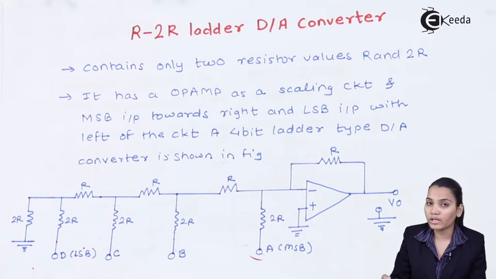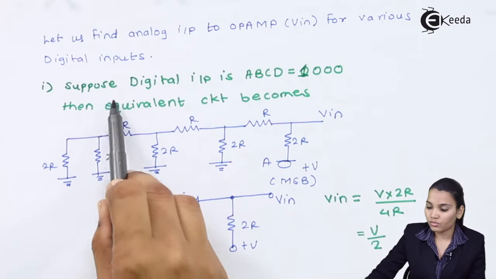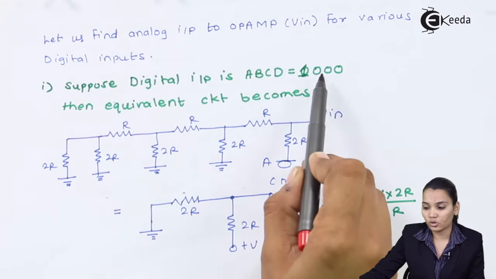Now we are going to apply the different digital inputs and see what type of analog output we are getting. Now let us find out the analog output for the different digital input signal. The first digital input signal is 1000.